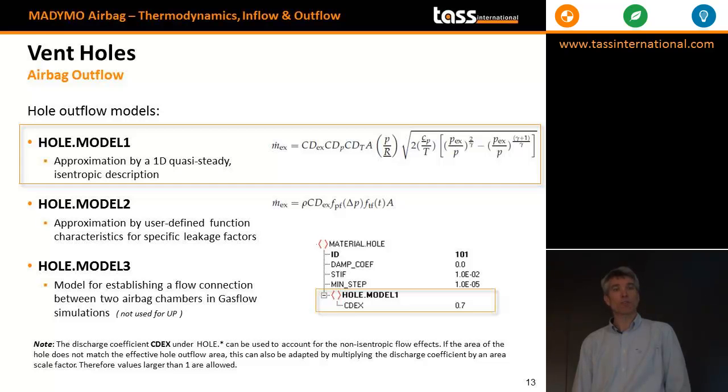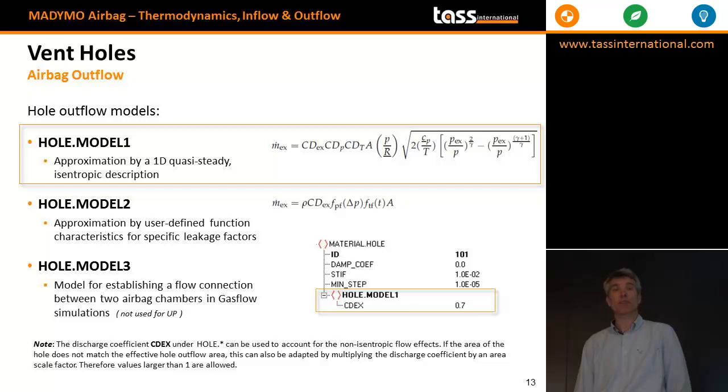As said, there are 3 models available, 1, 2 and 3. Although 3 is only for gas flow. Most often used is the hole model 1. It's a 1D quasi-static isotropic approach. There's a lot of words, but basically it means that the outflow velocity is everywhere the same in the hole, which of course is not the case. You will have boundary effects, and due to that you have more of a Gaussian shape velocity profile.